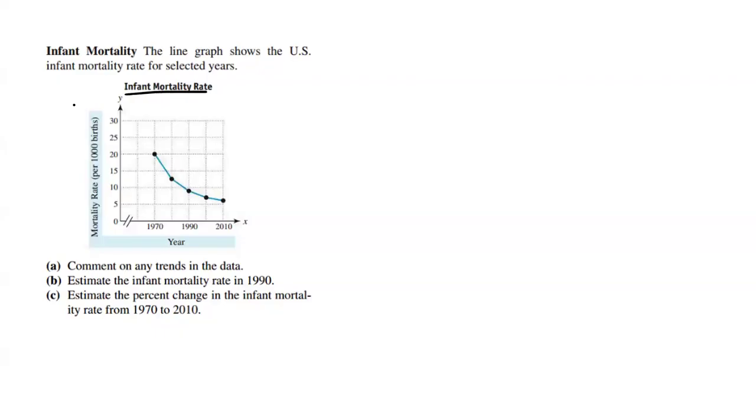Part A says comment on any trends in the data. Well, as we can see, the infant mortality rate is decreasing. So hopefully you wrote that down for part A. It's decreasing. Part B, estimate the infant mortality rate in 1990. Here's 1990, and this is the data we're looking at. It's close to 10, so it's probably 9. So the infant mortality rate in 1990 would be 9, again, per 1,000 births.